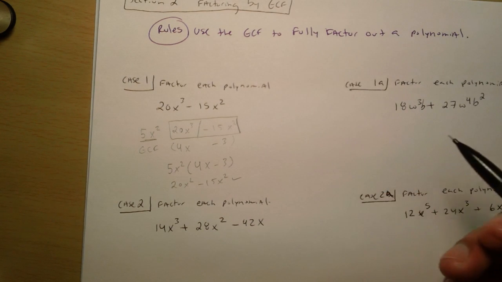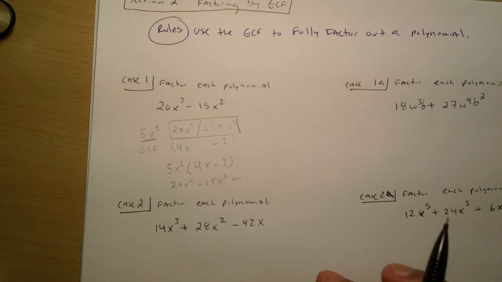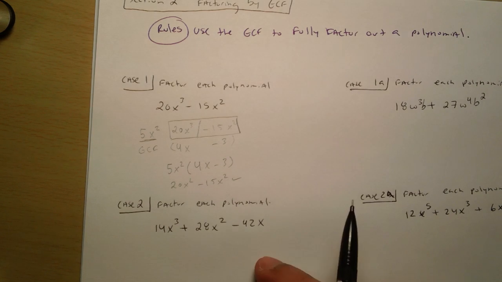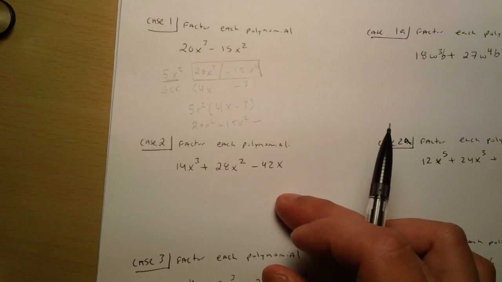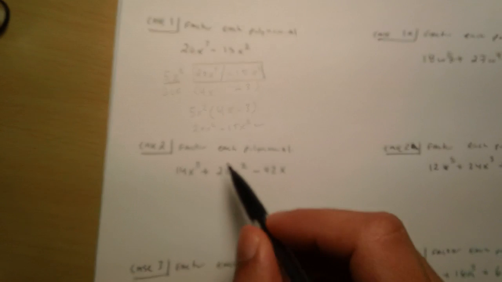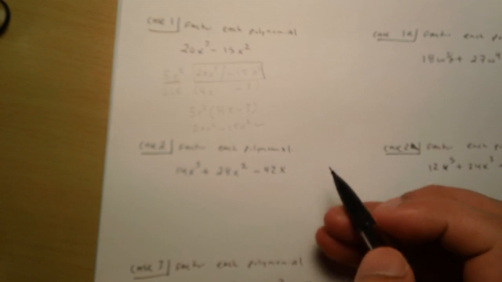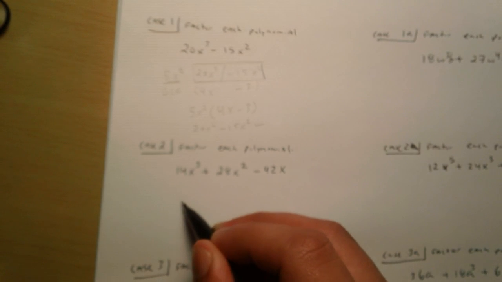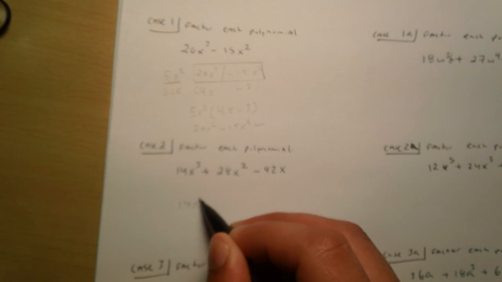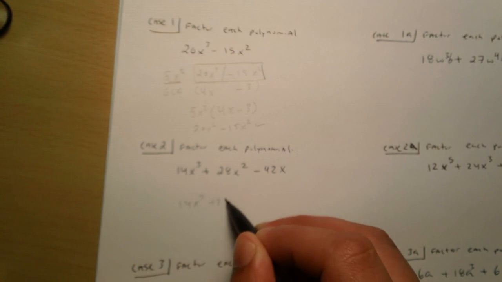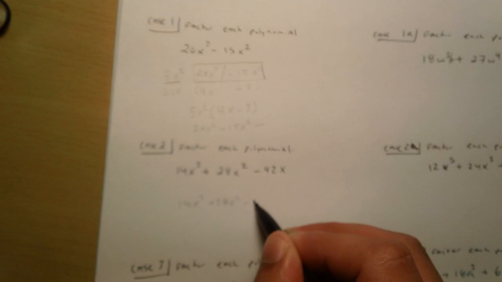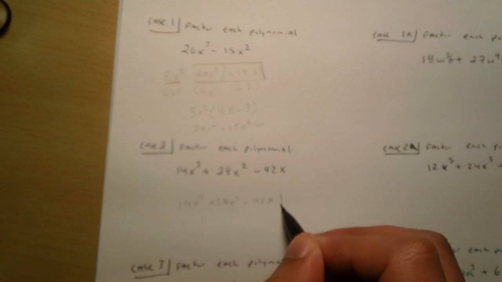Now, I'll show you case 2. For case 2, we're asked to factor out each polynomial, and we can still use the box method. 14x cubed plus 28x squared minus 42x.